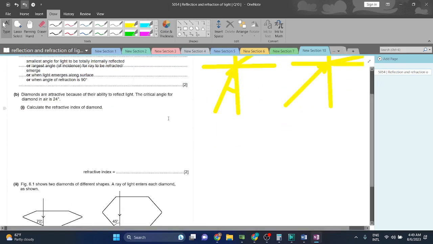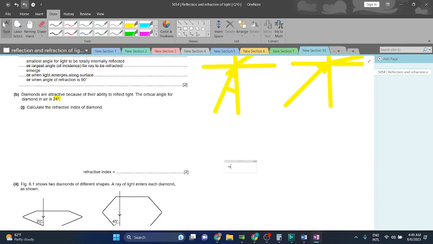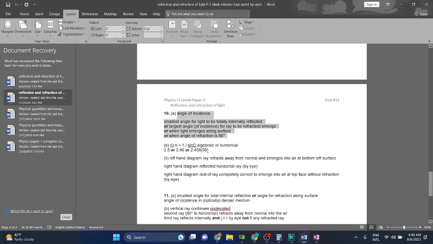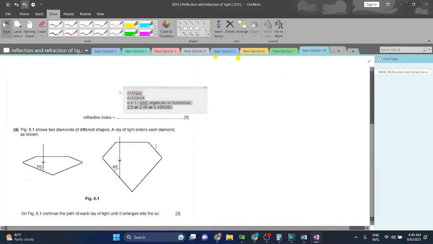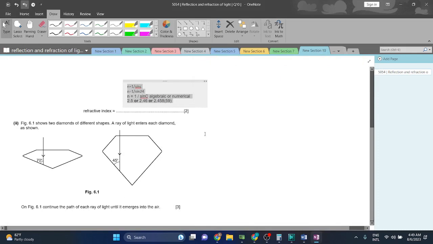आगे चलते हैं. Attractive, which is a critical angle हमें दिया गया है, which is 24. Calculate the refractive index of diamond. Critical angle दिया गया है, and, मैंने आपको पिछली video में भी कहा था, remember this formula: n, the refractive index, is equal to 1 divided by sine c. C will be the critical angle. n क्या है हमारे पास? We don't know. We have to find that out. 1 as it is, sine c will be sine 24. तो अगर हम इसको calculate करें, how much will we get? We'll get 2.5 approximately if we use this formula. 2.5 or 2.46 or 2.545859.